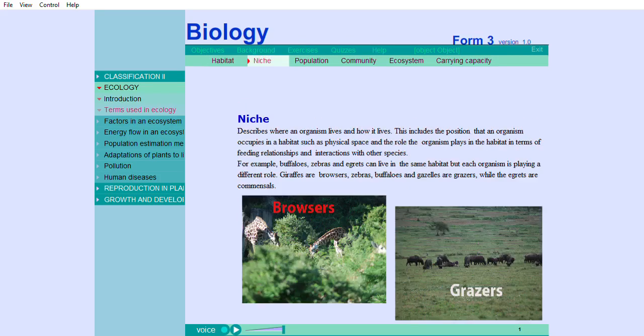Niche describes where an organism lives and how it lives. This includes the position that an organism occupies in a habitat, such as physical space, and the role the organism plays in the habitat in terms of feeding relationships and interactions with other species. For example, buffaloes, zebras, and egrets can live in the same habitat, but each organism is playing a different role. Giraffes are browsers, zebras, buffaloes, and gazelles are grazers, while the egrets are commensals.